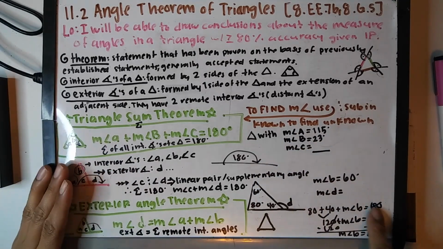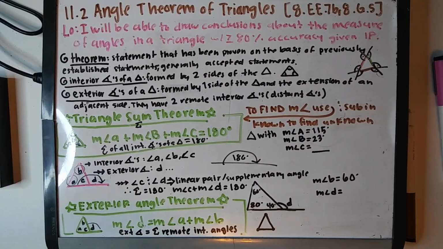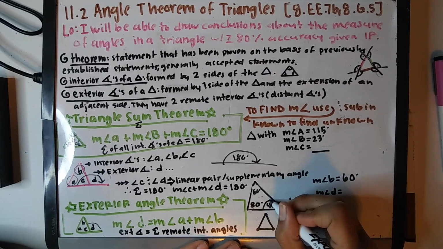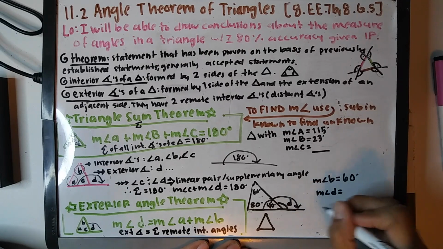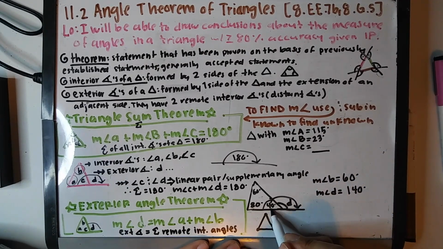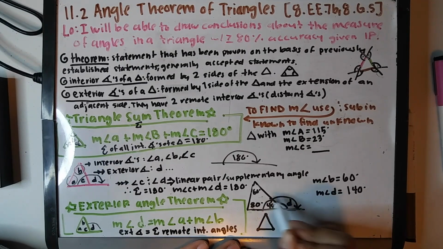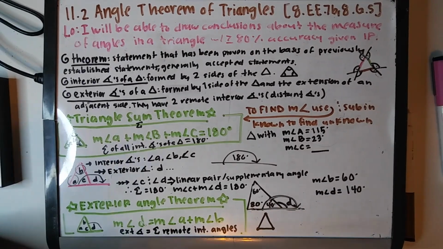Okay, ready? So here we go. Let me show you why this works. So if from here to here is 40, that means that from here to here has to be 140. So measurement of angle D has to be 140. Why? Because this plus that creates a linear pair, or supplementary angles, which create a 180 degree angle, a straight angle. So that has to be 140.